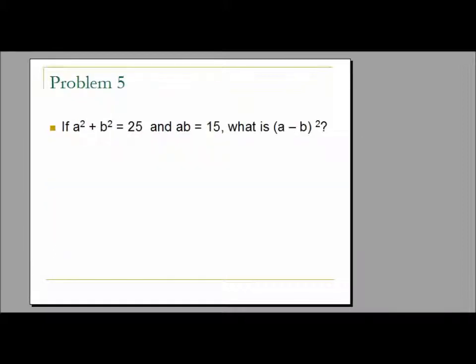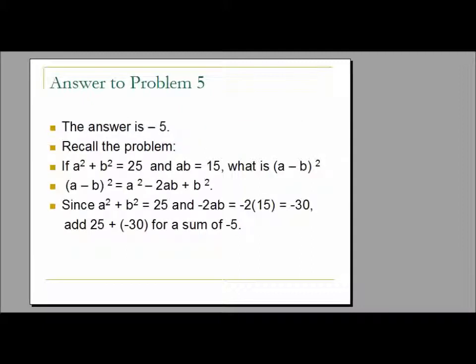Problem 5. If a squared plus b squared equals 25 and ab equals 15, what is (a minus b) quantity squared? The answer is negative 5. Recall the problem. If a squared plus b squared equals 25 and ab equals 15, what is (a minus b) quantity squared?